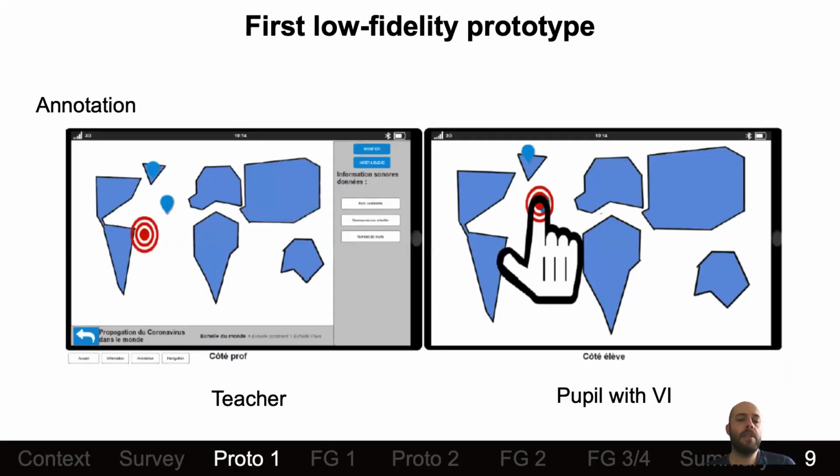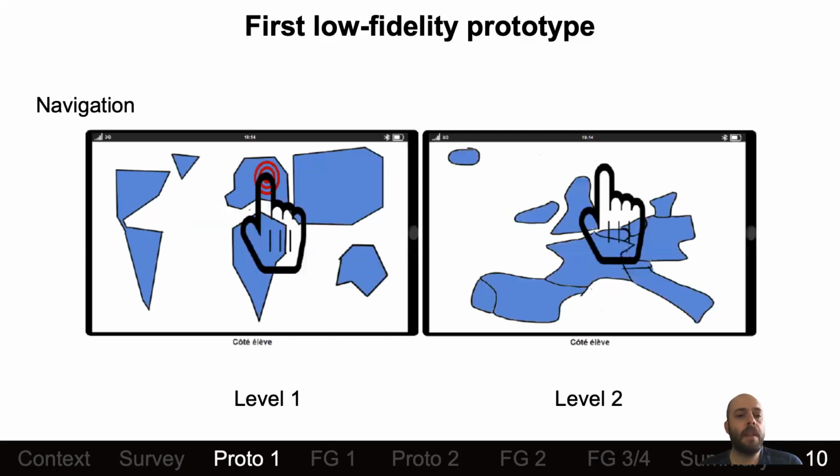This prototype had a number of functionalities. The first functionality was annotation. The teacher could add annotations on the graphic that could be explored by the pupil using touch on the tablet. The second one was multi-level navigation. The teacher could predefine different levels of navigation with different zoom levels or pan levels, which can then be explored by the pupil.